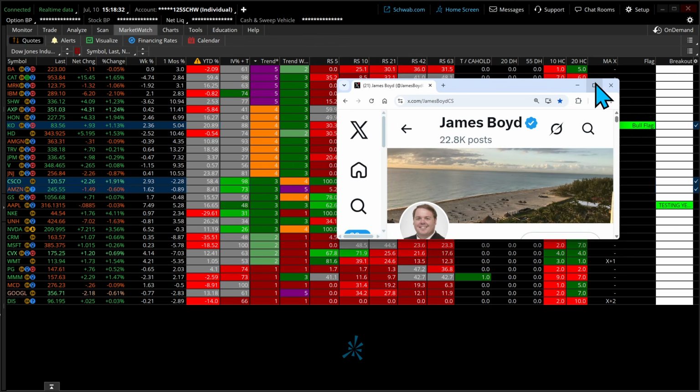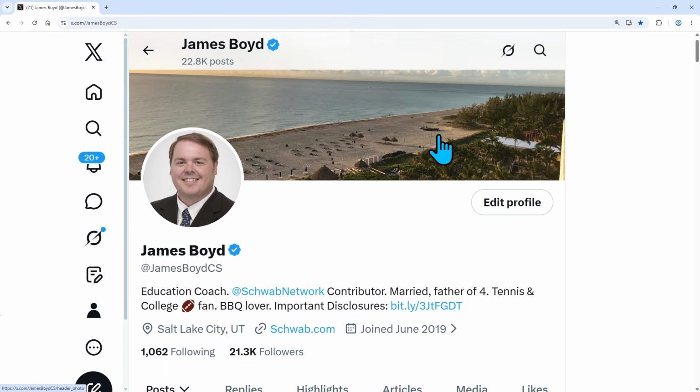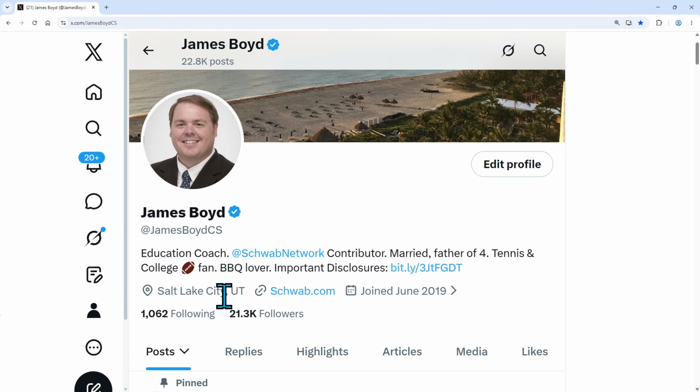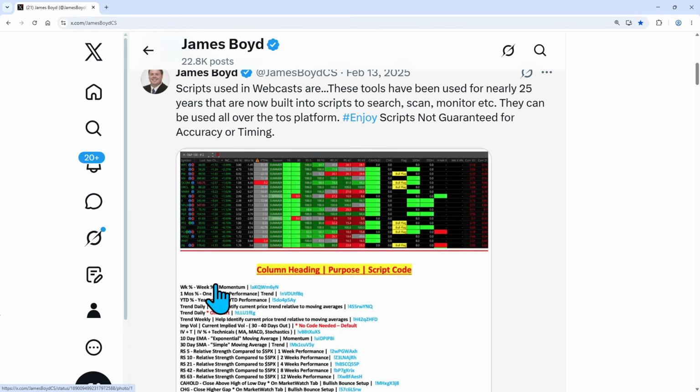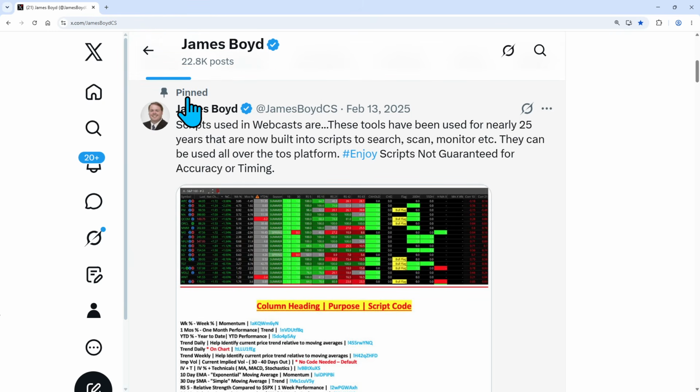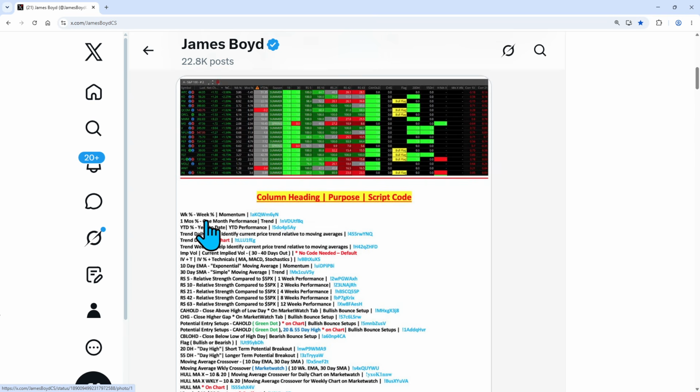So this is my X page. If you scroll down to the very top, my handle is @JamesBoydCS. Any of the scripts that I'm talking about are going to be right at what we call the pinned tweet. You're going to see any of these, like week percent, and then in blue, that is the script code. So you can pull those off and put those on your platform. That's where you can find those.